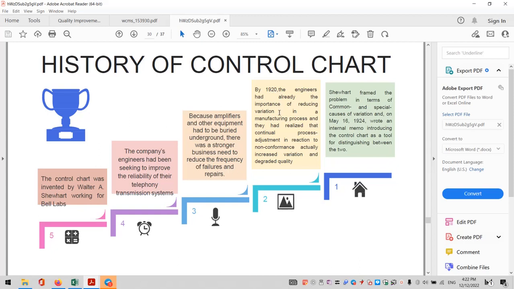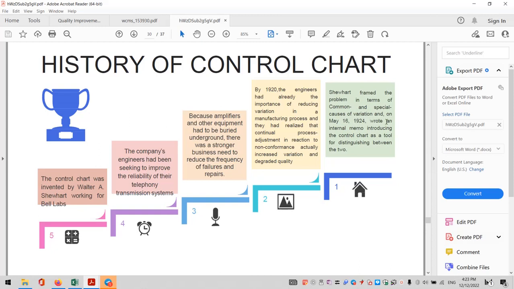By 1920, the engineers had already realized the importance of reducing variation in a manufacturing process, and they had realized that continual process adjustment in reaction to non-conformance actually increased variation and also degraded the quality. Shewhart framed the problem in terms of common and special causes.